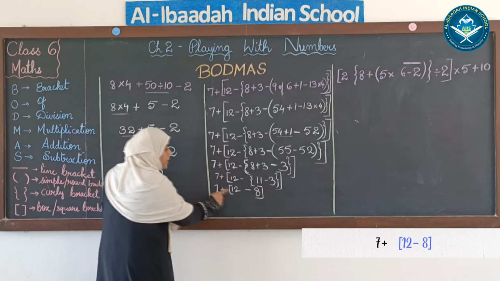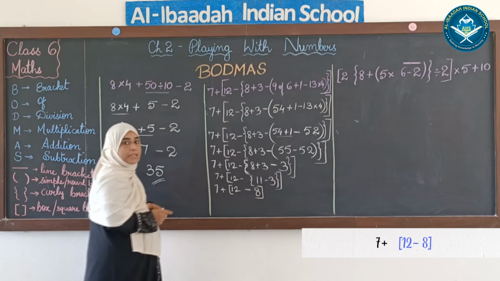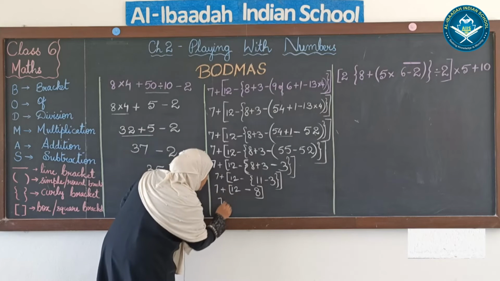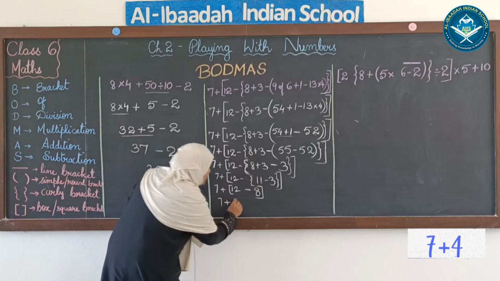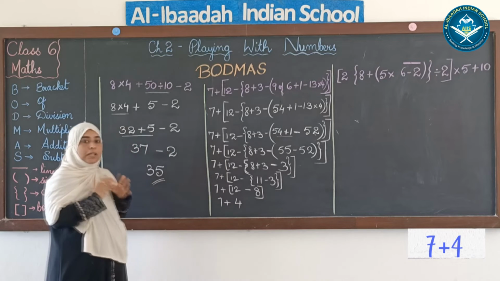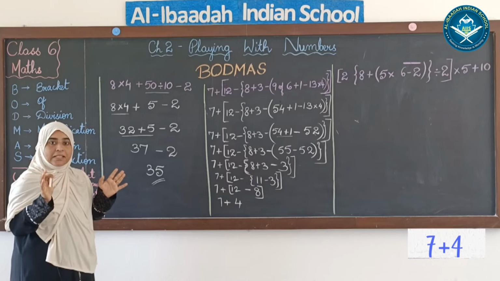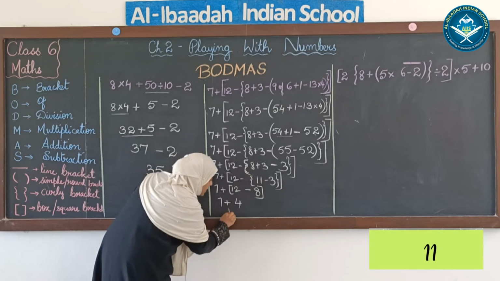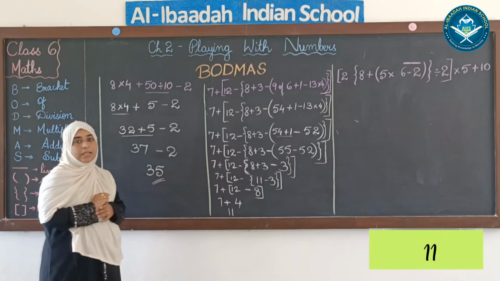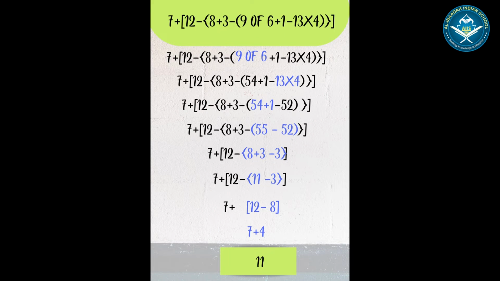Now inside the box bracket we have 12 minus 8. So 7 plus 12 minus 8 is 4, so we have 7 plus 4. Now the last step: all the brackets are solved and we have 7 plus 4 at the end. So 7 plus 4 is 11. So our answer is 11. This is how we solve the brackets and we follow BODMAS. Inside the bracket also you have to follow BODMAS when you have more than one operation to do.